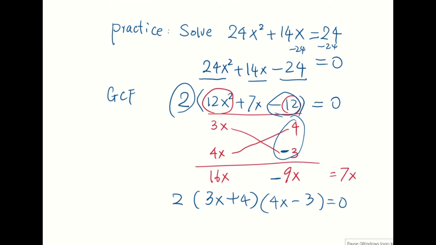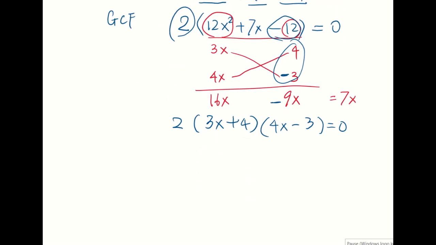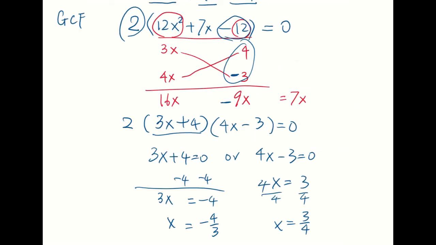So here we can come up with two equations. First equation is 3x plus 4 is equal to 0. The other factor is 4x minus 3 equals 0. We got two solutions. One is negative 4 over 3. The other one is positive 3 over 4.